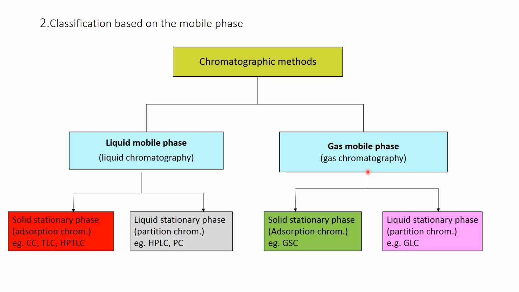Going to the next one, using gas as a mobile phase, you can have a solid stationary phase or a liquid stationary phase. When you're using solid as a stationary phase, the factor that is responsible for separation is adsorption. When you're using liquid as a stationary phase, the factor that is responsible for separation is partition. Which methods fall under this? Here you can write gas solid chromatography. Here you can write gas liquid chromatography.